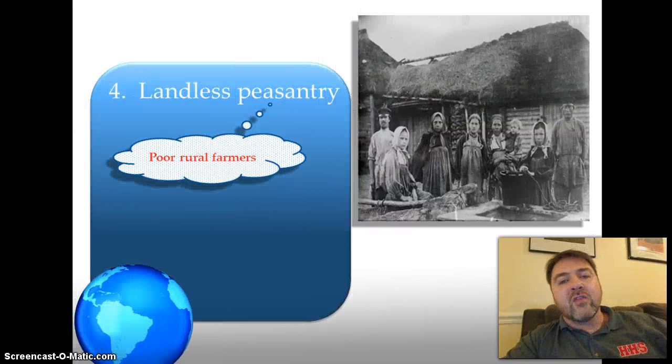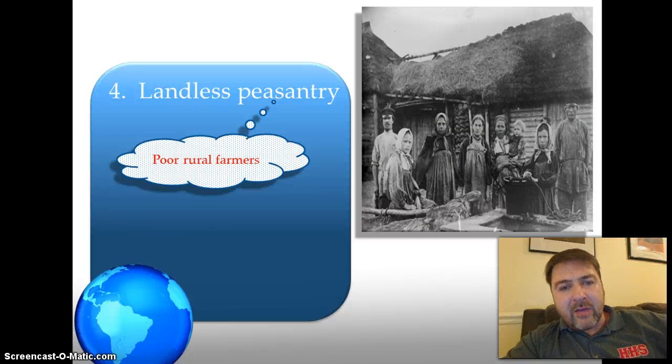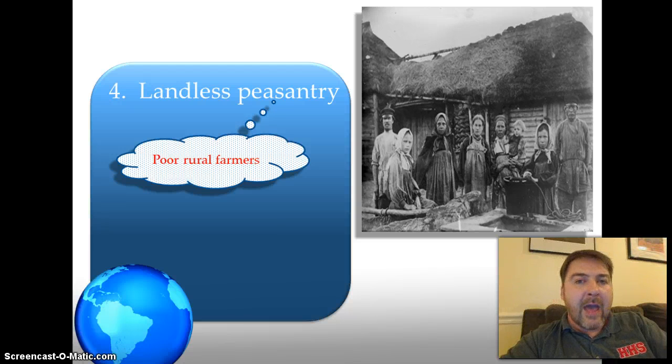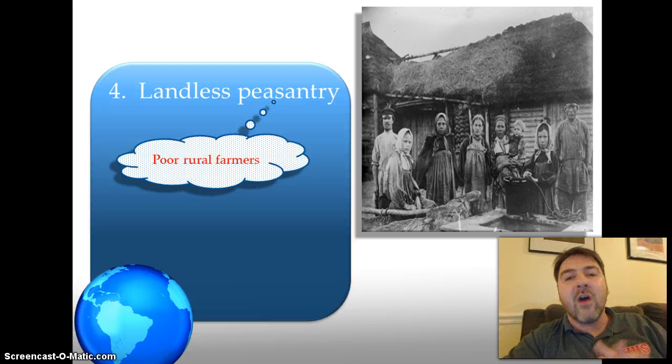Okay, and then our last reason were the landless peasantry, peasantry being the poor rural farmers. We mentioned earlier that the Enlightenment ideas hadn't taken hold in Russia the way they had in Western Europe. Back in your World I classes, you studied about feudalism. Okay, that system of protection and loyalty with the serfs and the manors and the lords and all that.